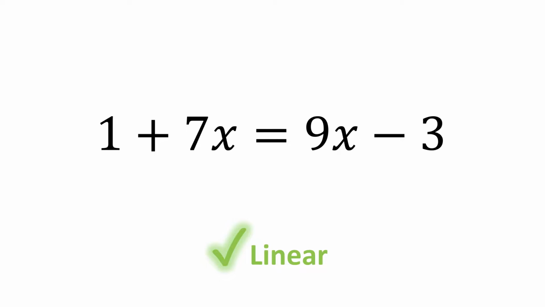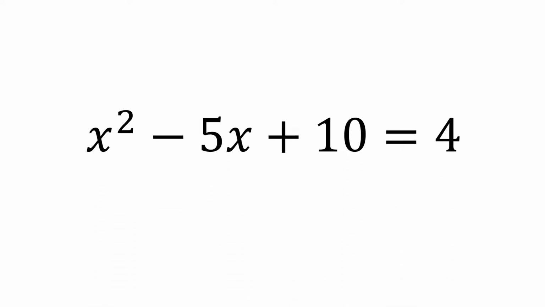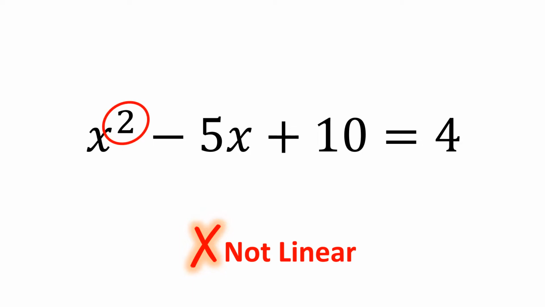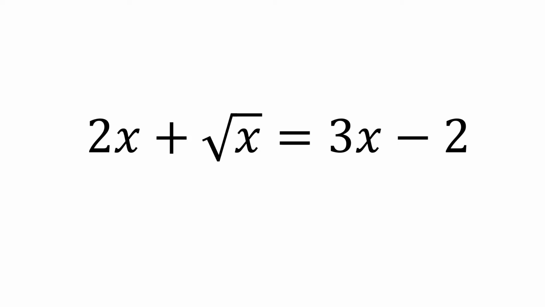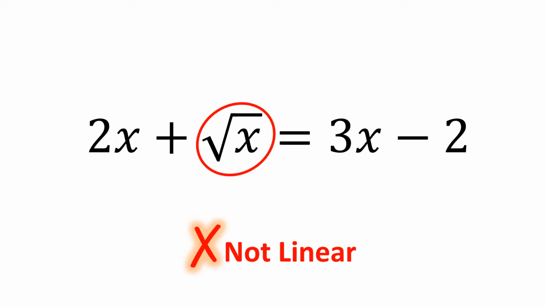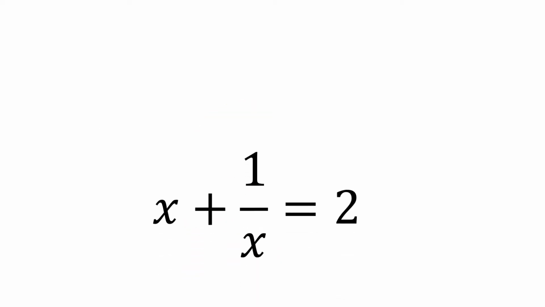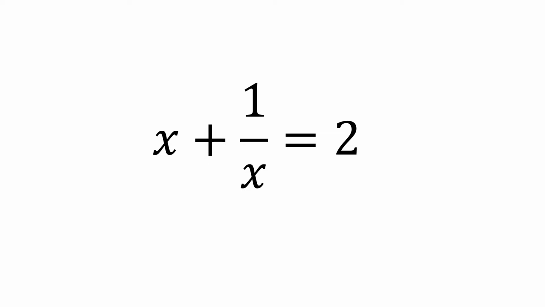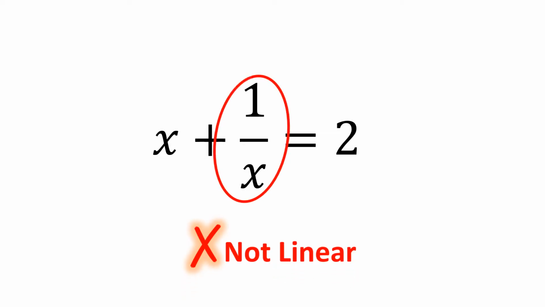On the other hand, x squared minus 5x plus 10 equals 4 is not a linear equation because it contains the square of the variable. 2x plus square root of x equals 3x minus 2 is not a linear equation because it contains the square root of the variable. x plus 1 over x equals 2 is also not a linear equation because it contains the reciprocal of the variable.